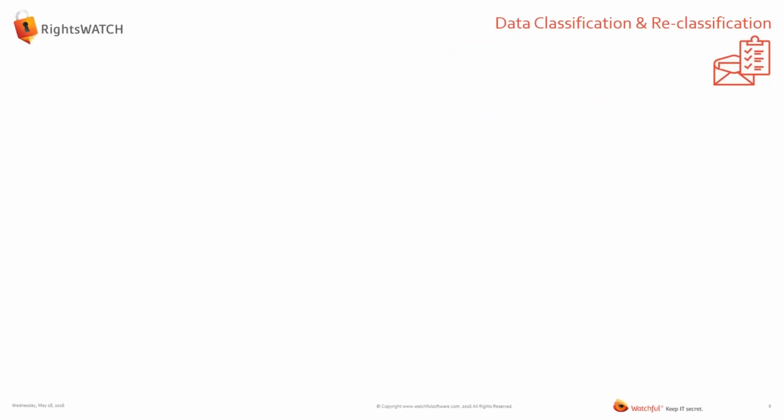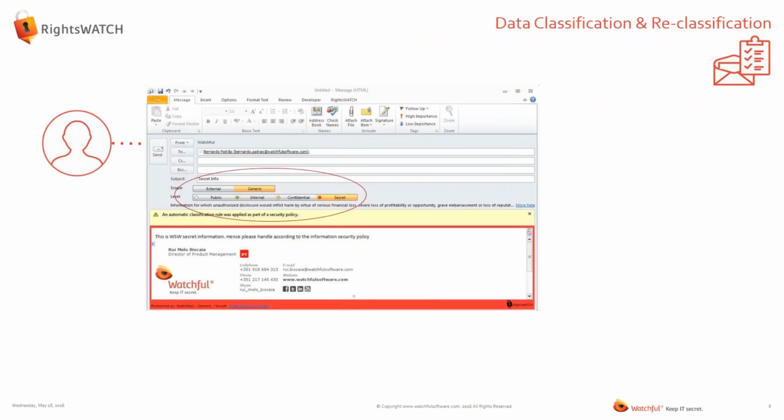So let's see how all of this works in using RightsWATCH. Here we have the Outlook interface with the new email, where you can see that with RightsWATCH, the user has a few options to choose from in terms of classification. Okay, so there's an added RightsWATCH interface to the usual Outlook interface that you are used to seeing.